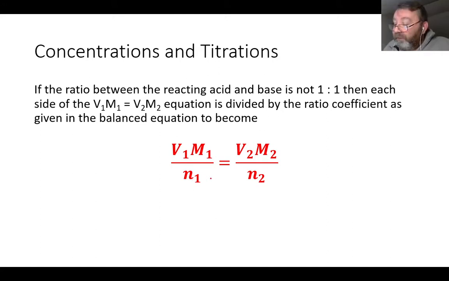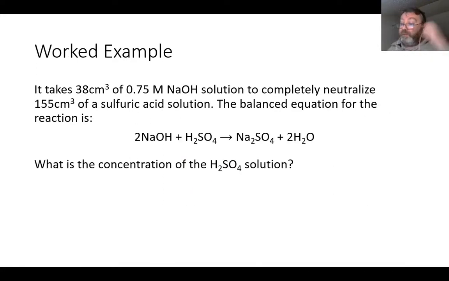So that means that these numbers here would be brought into play as 2:1. And again, I'll give you an example about that in a moment. Take this one here. It takes 38 centimeters cubed of 0.75 molar NaOH to completely neutralize 155 centimeters cubed of a sulfuric acid solution. The balanced equation for the reaction is as follows. 2 NaOH plus H2SO4 react to give Na2SO4, that's sodium sulfate, and 2 H2O.